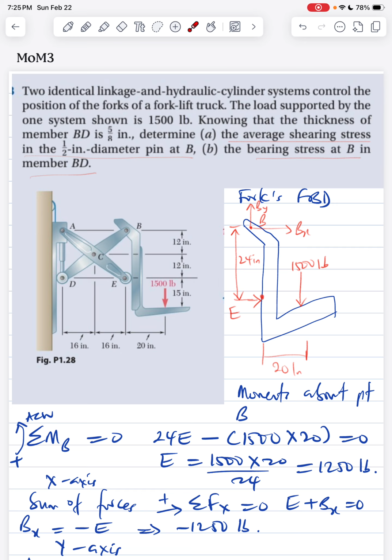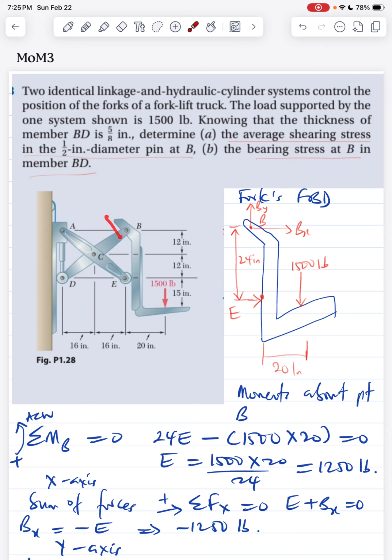They control the position of the forks; this is the fork here, right? It says knowing that the thickness of member BD is 5/8 inch, determine the average shearing stress in the half-inch diameter pin at B. Now, this is the fork itself, right? To find the force here, of course, this is the pin, we can expect to have two forces.